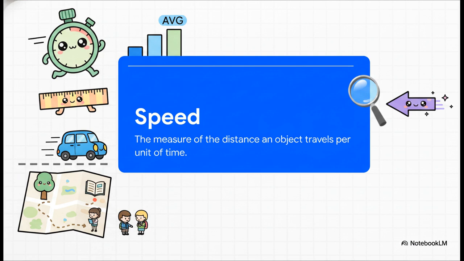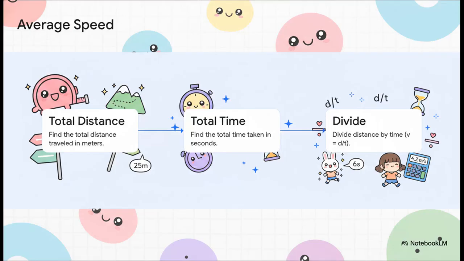You speed up to cross the street, you slow down to check your phone. Because your speed is always fluctuating, we usually talk about your average speed over an entire trip. To find that average speed, you just follow these 3 simple steps. Step 1, take the entire total distance traveled. Step 2, find the total time it took to complete that journey. And step 3, just divide the distance by the time.